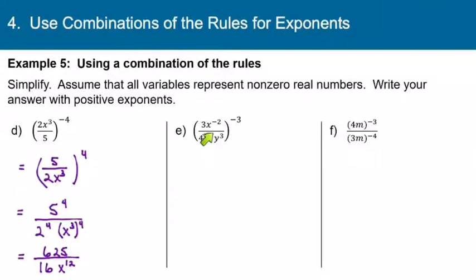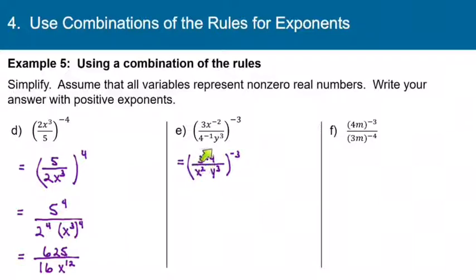Now let's look at part E. Instead of starting by eliminating this outside negative exponent, I'm going to start by moving these factors inside the parentheses. So the 3 is already 3 to the first. We'll leave that alone. And I'll move x to the negative 2 to the denominator. 4 to the negative 1 is going to have to go to the top. And then this y to the third can stay in the denominator.